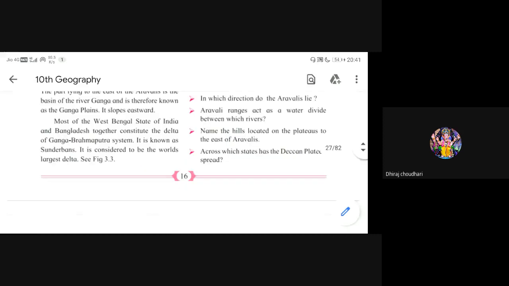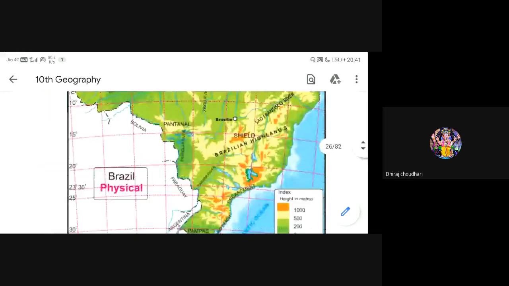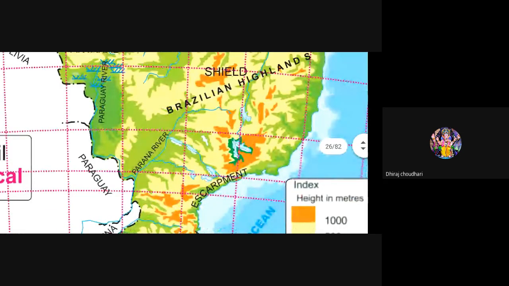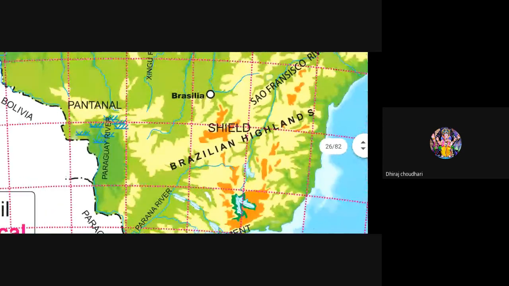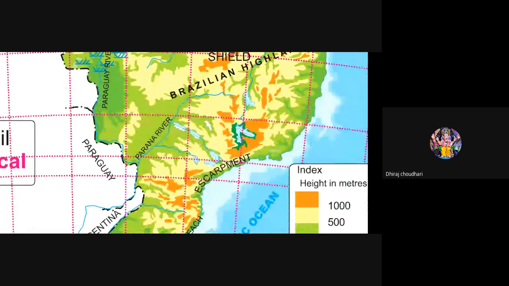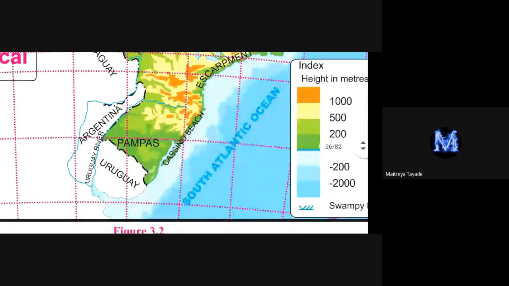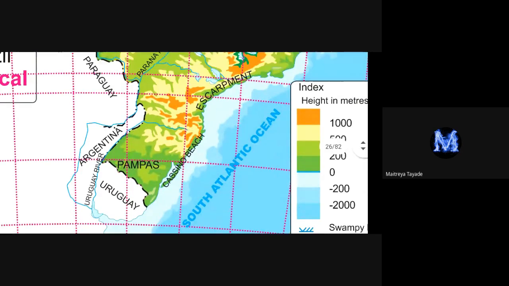See here, south region of the highland. This is the Brazilian highland, and this is the south river. See, south plain. There is a Paraguay river. There is a Parana river. Also, there is a Uruguay river. You can see here, at the south part, and those rivers go to Argentina. All the rivers meet to Argentina.